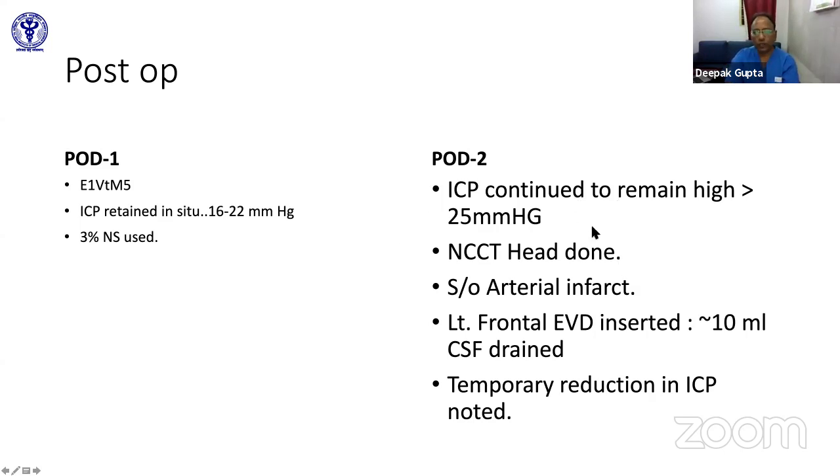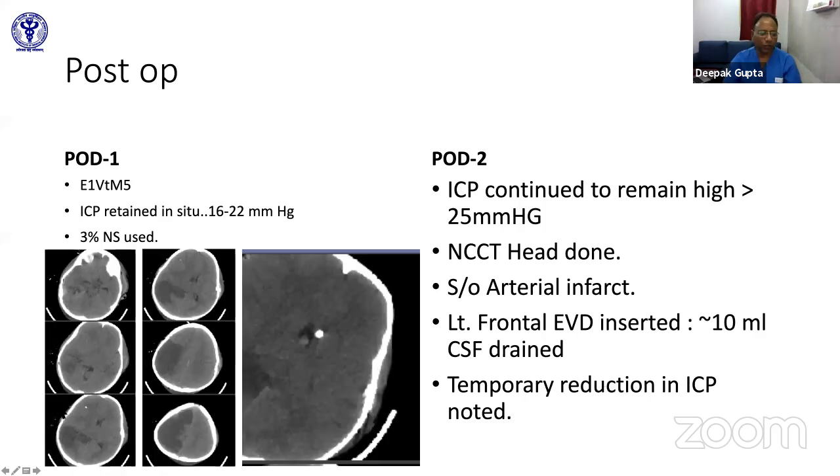On the second post-op day in this child, the ICP started rising to 25. And when we did the CT scan in the child, because of the rising ICP, we found the arterial infarct, probably from a carotid dissection from a skull-base fracture which was there in this child. So we went ahead and inserted the EVD, and there was a temporary reduction in the ICP noted. You can see this arterial territory infarct noted in this child.